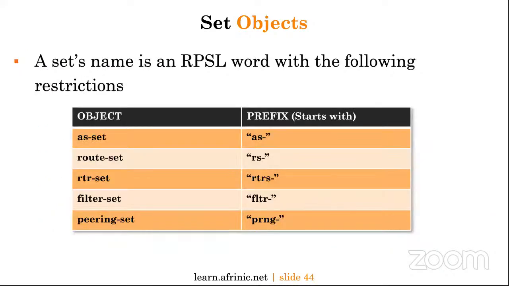So one thing you need to keep in mind is that you can easily identify a set name in the routing registry, because there's going to be a prefix and then a hyphen. So for AS sets, you're going to have AS hyphen. Route set, you have RS hyphen. Router set, you're going to have RTRS hyphen, and so on and so forth. Okay.